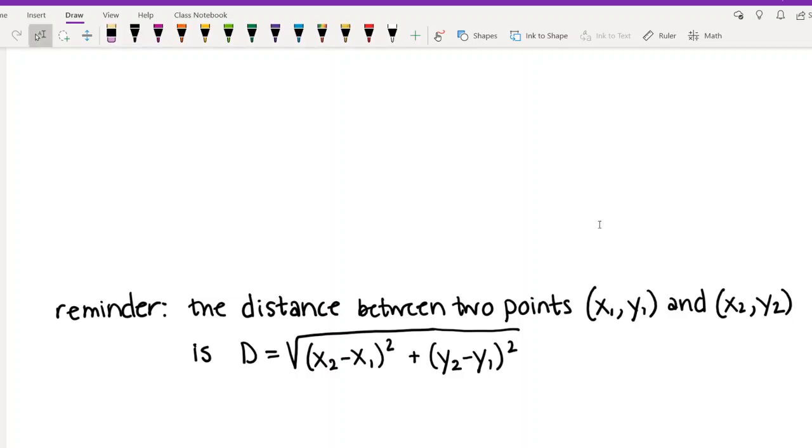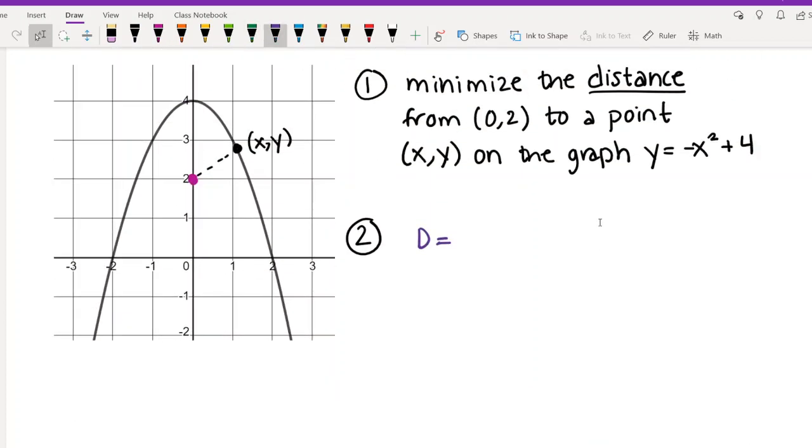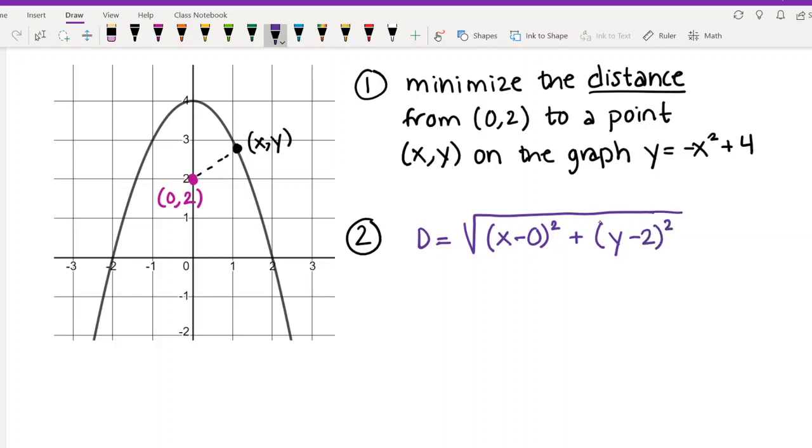So we're going to use this in our question up here. The distance between these 2 points is going to be the square root of, and then we subtract our x coordinates and our y coordinates. So this was the point 0, 2. For the x coordinates, we can say x minus 0 squared, right? Because our x coordinate of that point is 0. And then the y coordinates are y minus 2 squared. So this is the same thing as x squared plus y minus 2 squared.